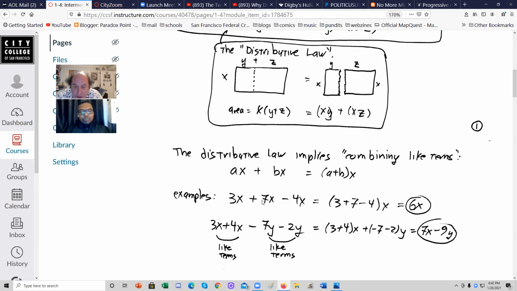Here's 3x plus 7x minus 4x. These are like terms. They all have the same variable x. You remove it by factoring. Then you get (3 plus 7 minus 4) times x, and these all add up to 6. So therefore, 6x.